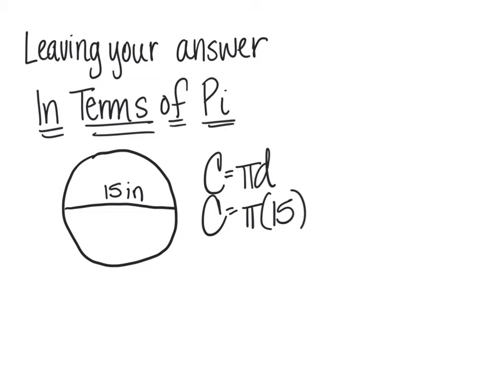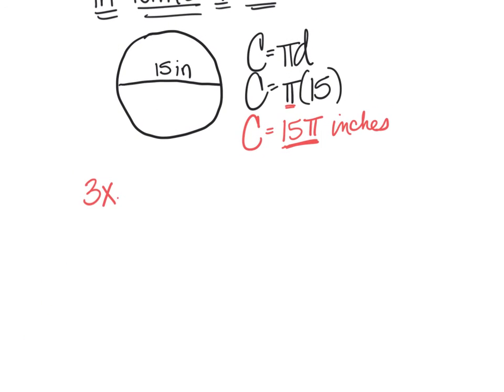When you were first learning about algebra, you learned that the number always comes in front of the variable. We're going to treat pi like a variable. So we're going to write our answer. The circumference of our circle is 15 pi inches. So instead of multiplying 15 times 3.14, we just leave it like that. And that's what it means to leave your answer in terms of pi. Let's look at another one.